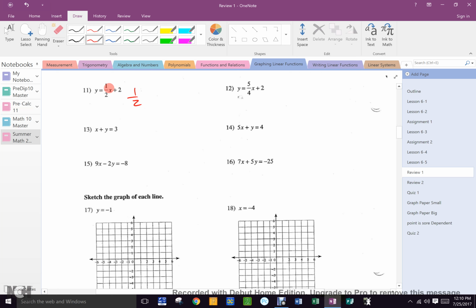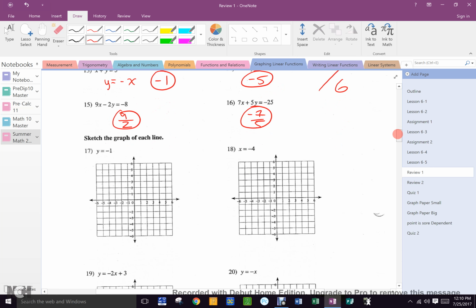One half, because it's already in slope-intercept form. 5/4, because it's already in slope-intercept form. Put it into slope-intercept form. Y equals -x. That doesn't matter, because I'm only asking for the slope. So the slope is -1. Put it into slope-intercept form. The slope is -5. Put it into slope-intercept form. The slope is 9 over 2. Put it into slope-intercept form. The slope is -7 over 5. For 1 mark each, that part's out of 6.